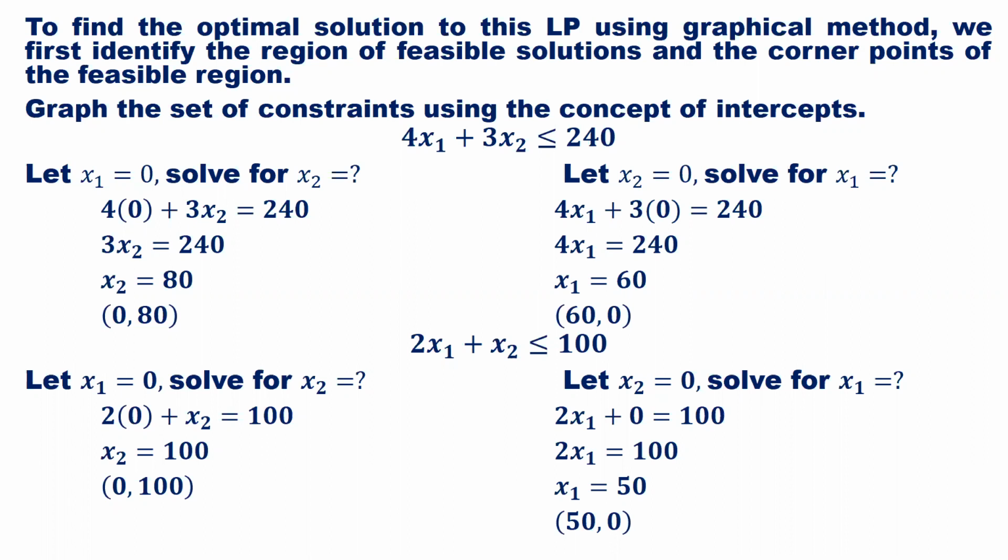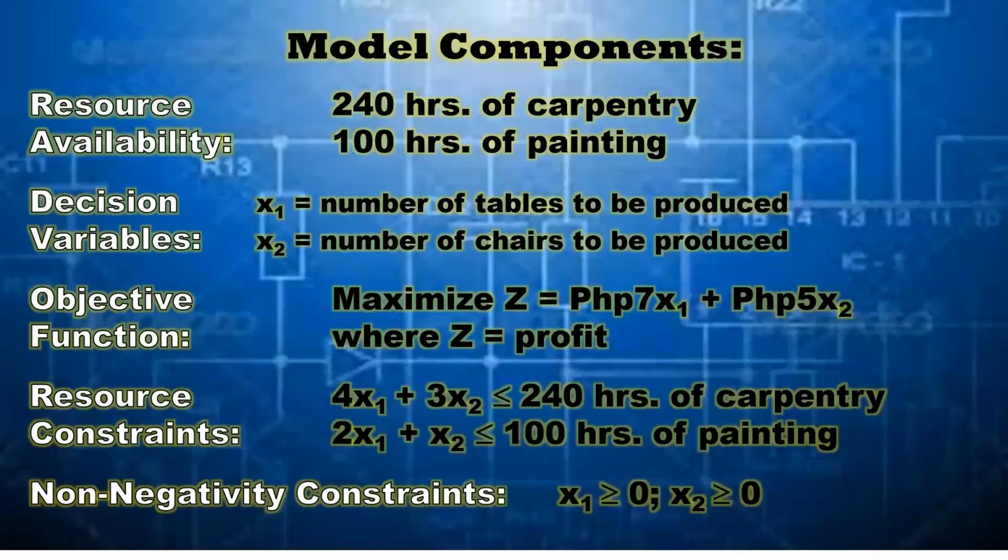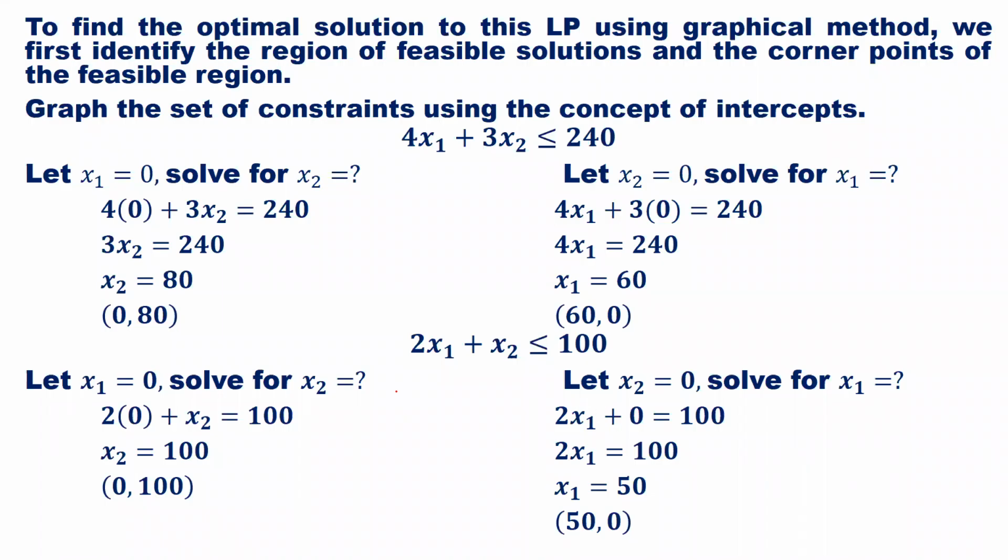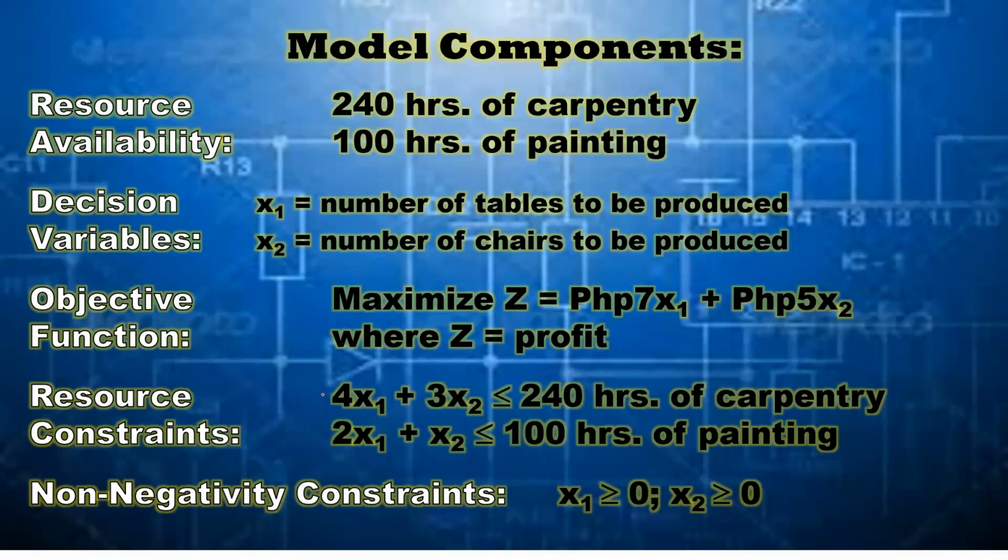When graphing linear equations, to find the optimal solution to this LP using the graphical method, first we need to identify the region of feasible solutions and the corner points of the feasible region. But we cannot simply graph automatically using the given resource constraints. What we are going to do is solve for the intercepts of each of these linear inequalities. So again, we use the constraints.